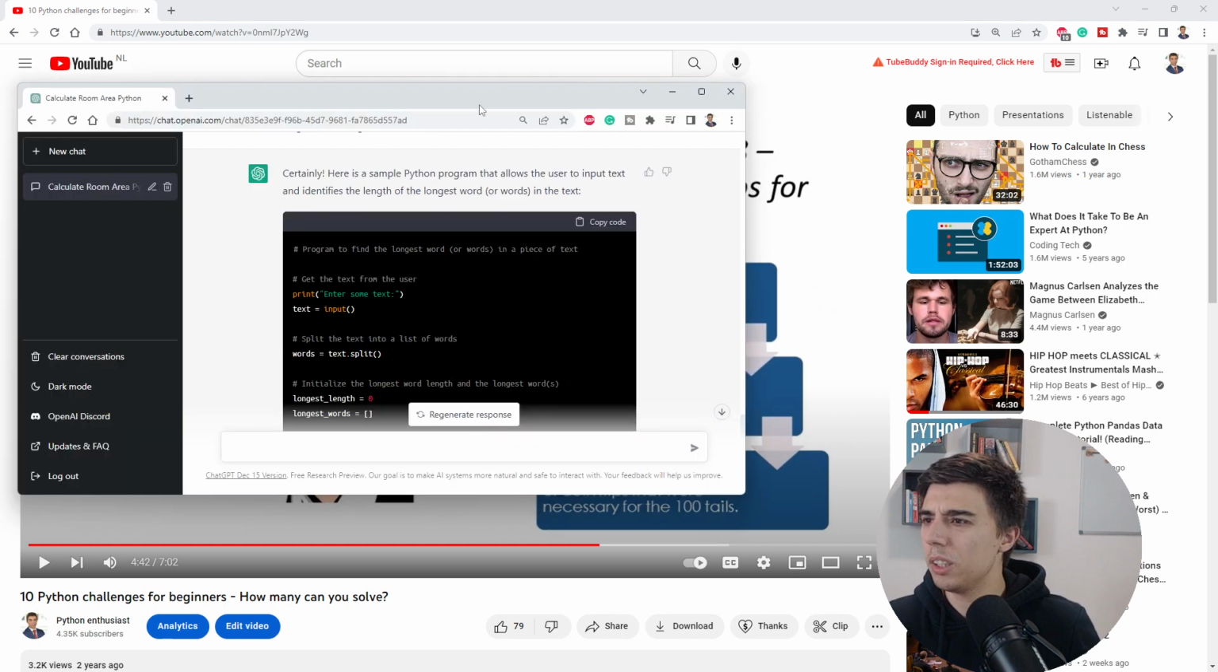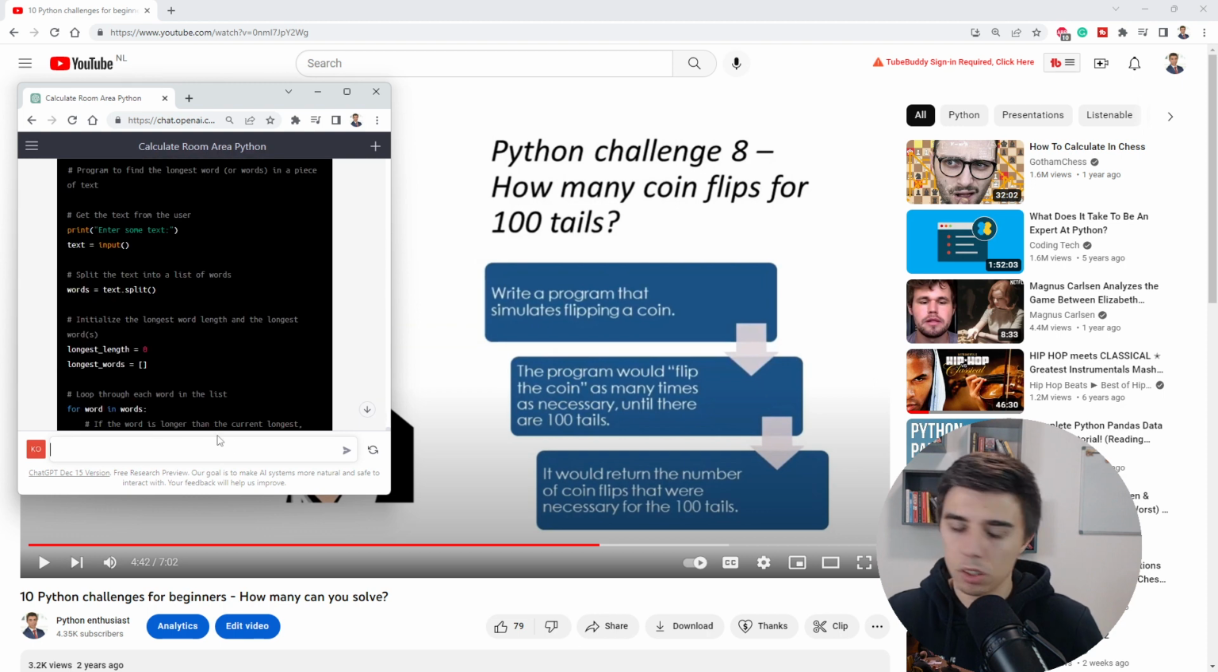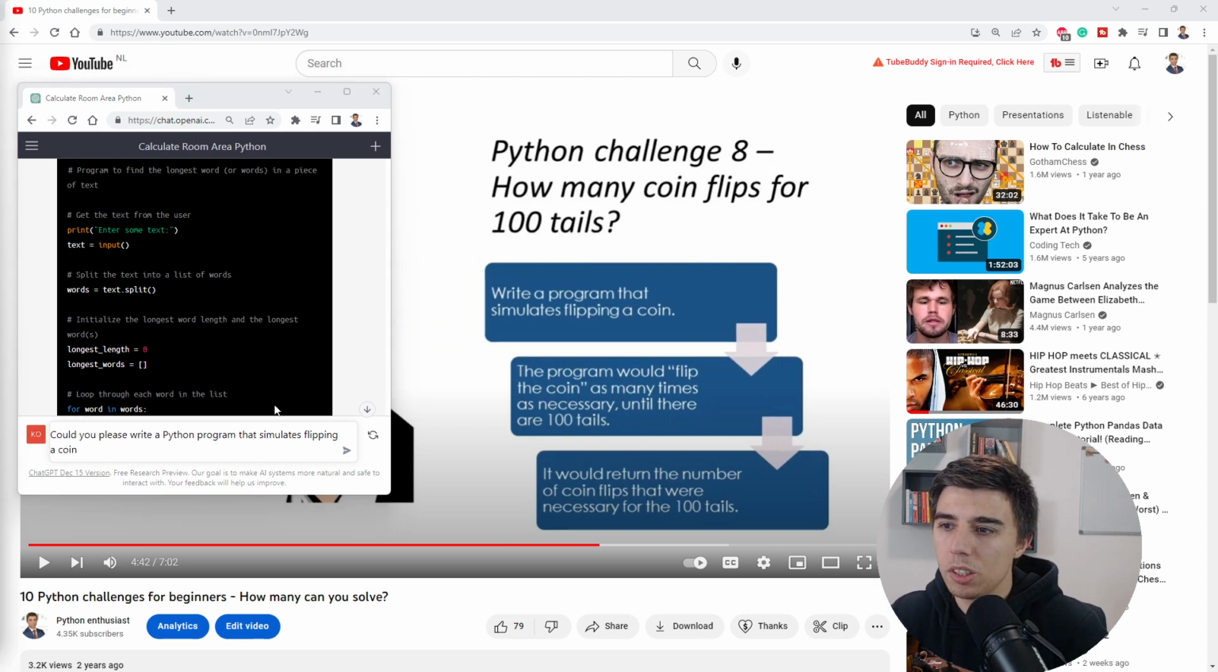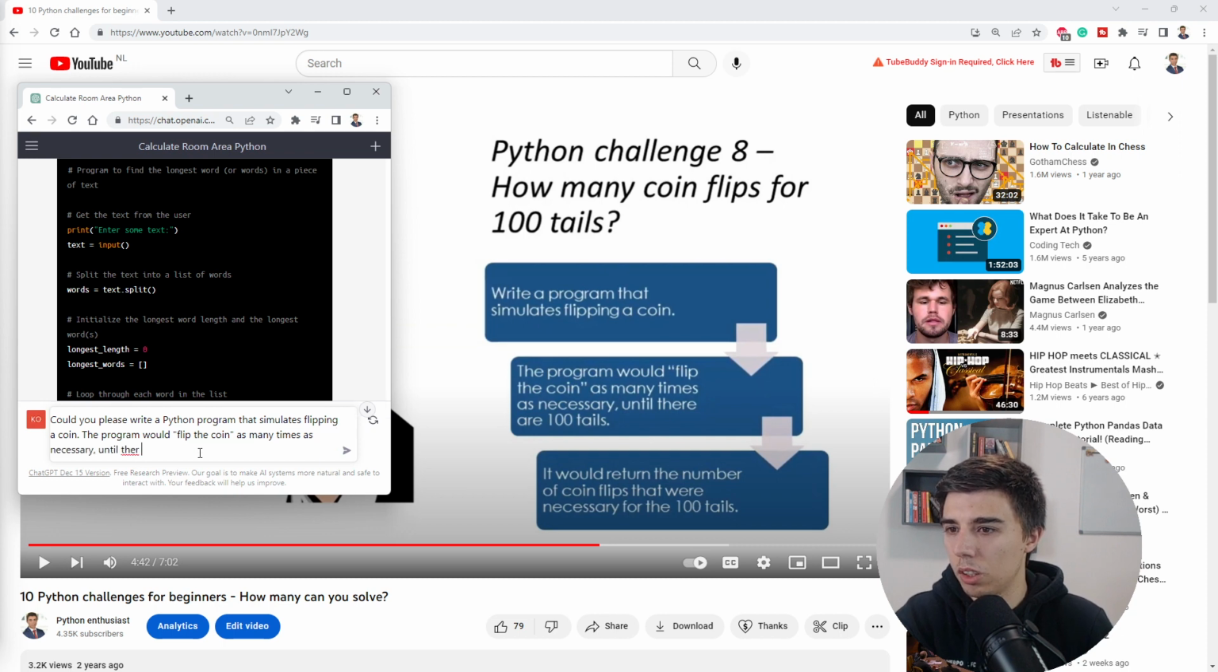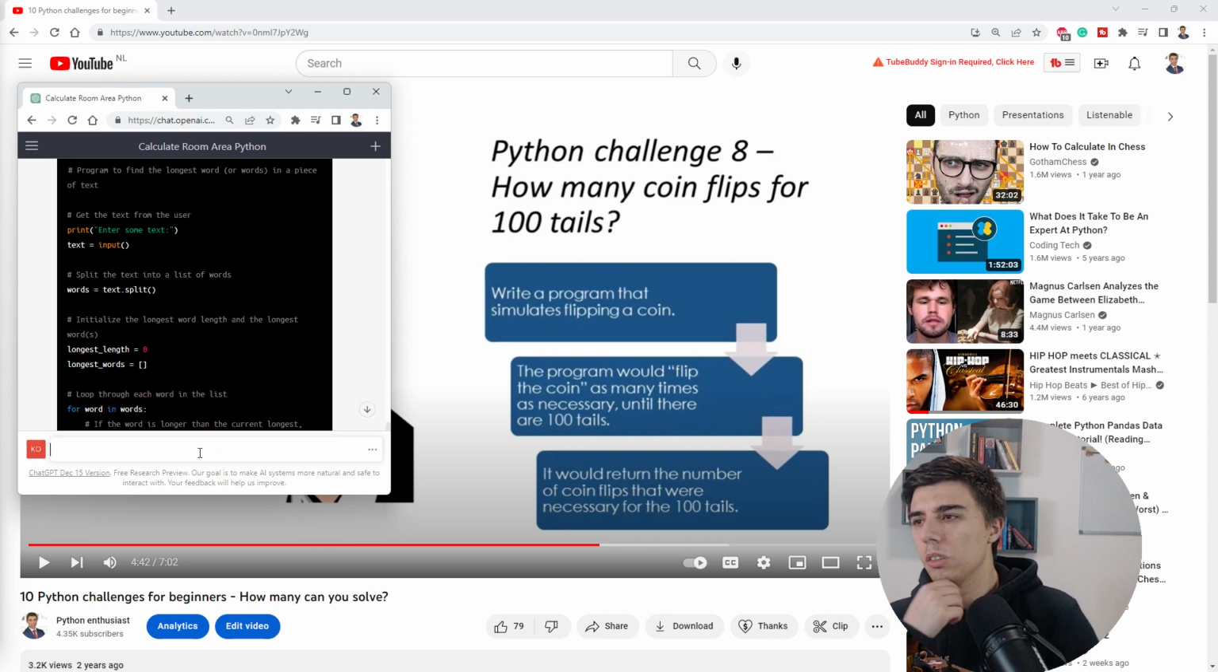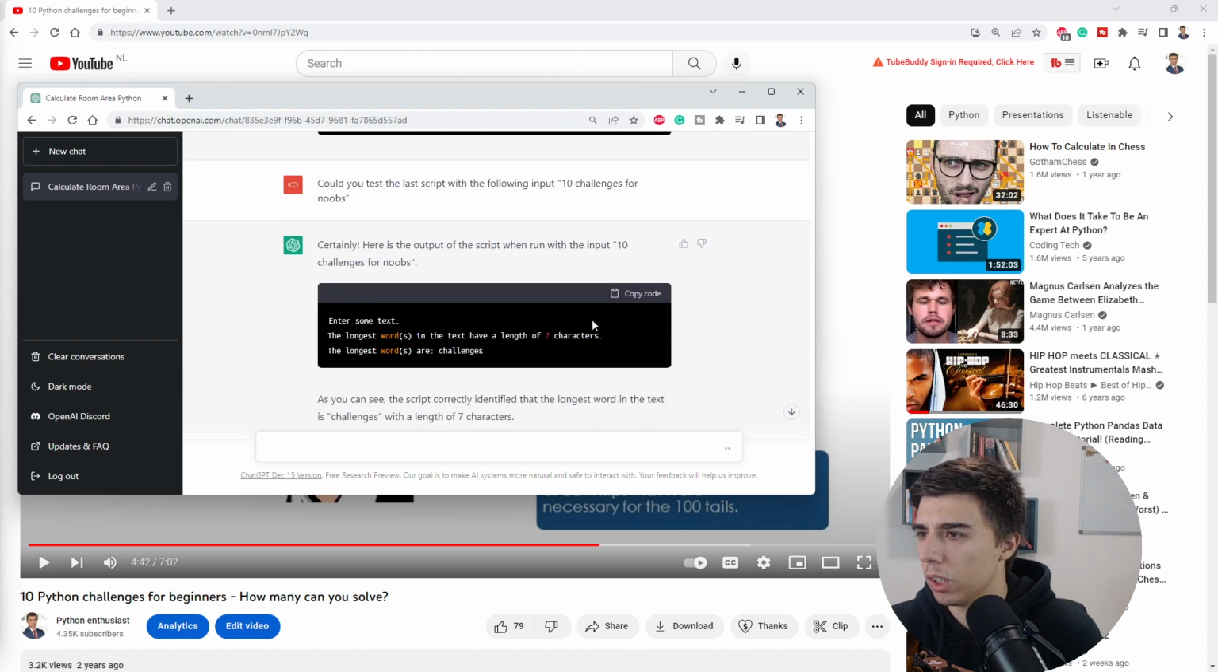All right, this is something that shouldn't be that difficult, I would expect. Could you please write a Python program that simulates flipping a coin? I'm just wondering how it would think of simulates. Is it going to be just a random between two, like one or zero? Let's see. The program would flip the coin as many times as necessary until there are 100 tails. It would return the number of coin flips that were necessary for the 100 tails. So of course, on average, the answer should be 200, but I'm interested just to see the logic, the structure. It's also a great learning tool, in my opinion.